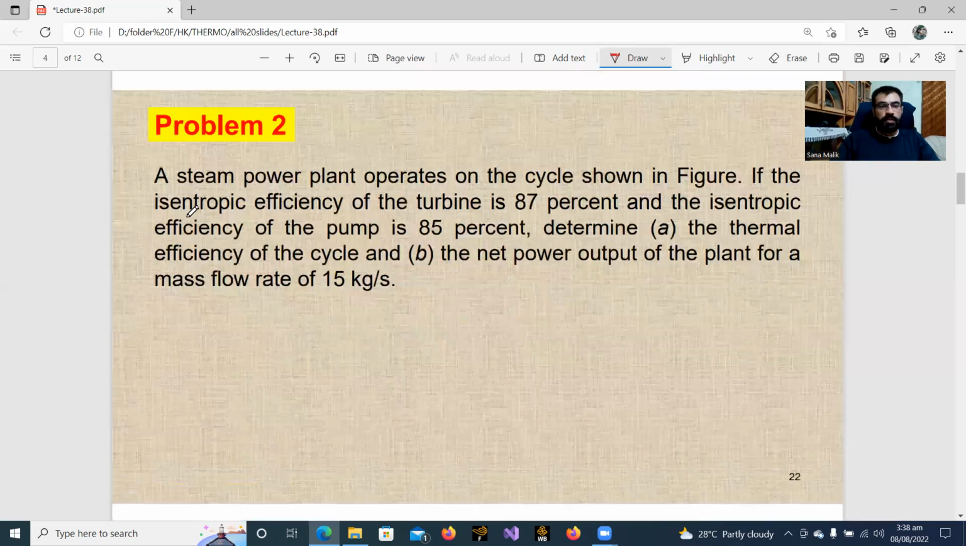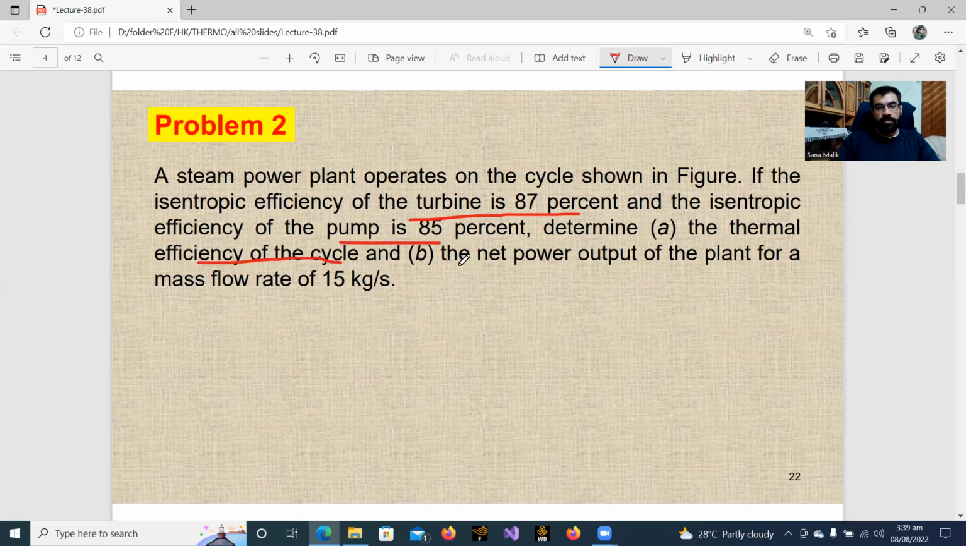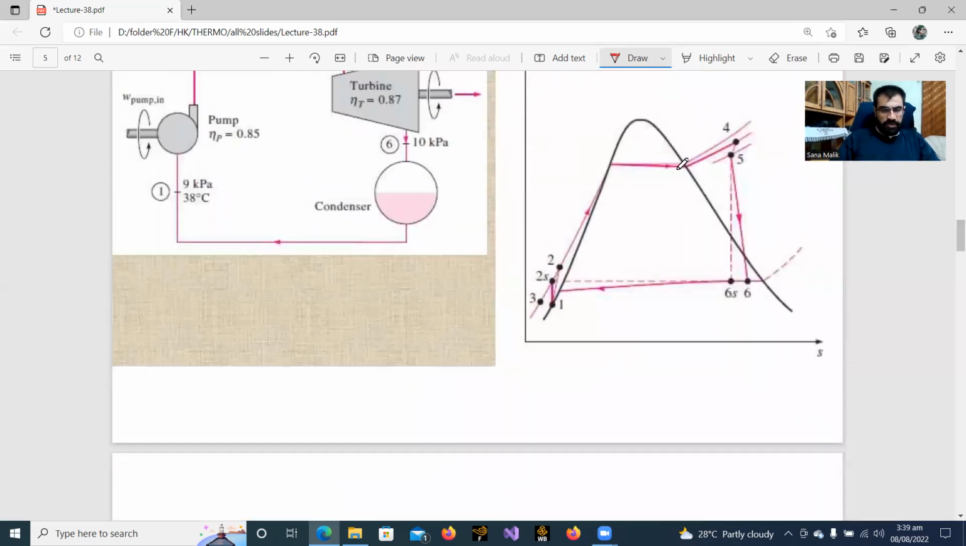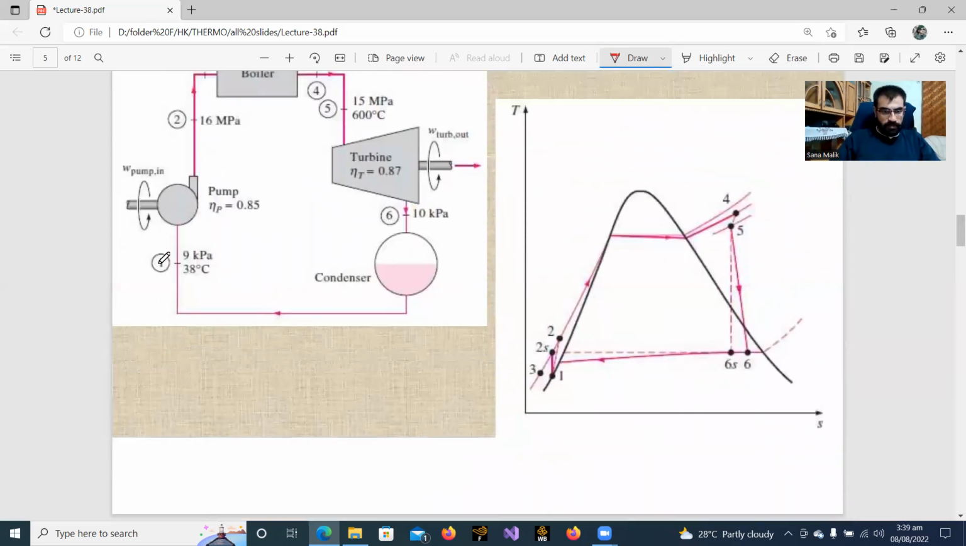So let's look at the problem. Steam power plant operates on the cycle shown in figure if the isentropic efficiency of the turbine and pump are given. Thermal efficiency of cycle we have to determine, and the net power output, and the mass flow rate is given. We have to find net power output. So this is basically the cycle diagram. These points are given to us.